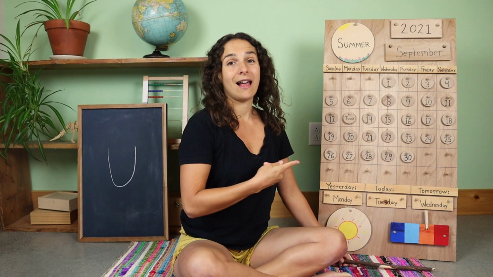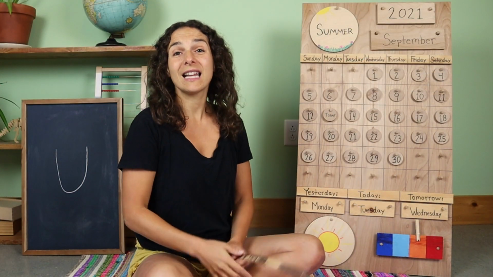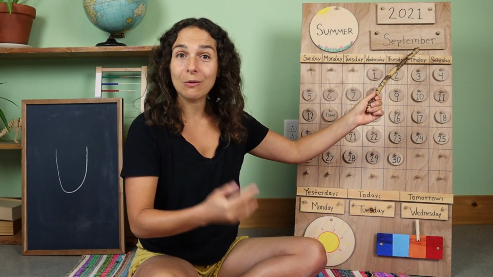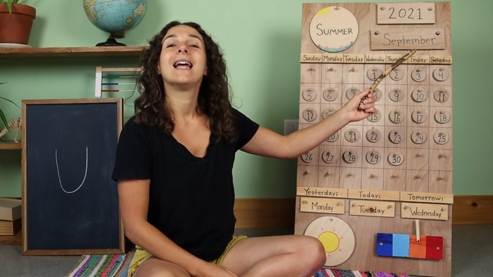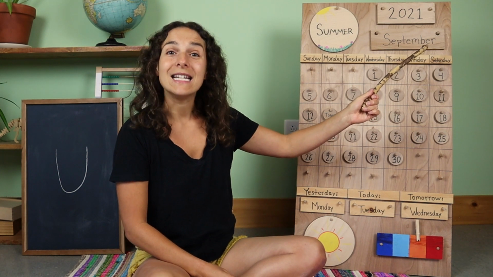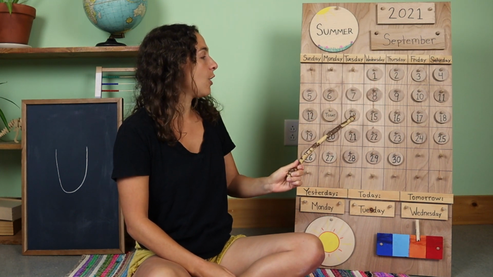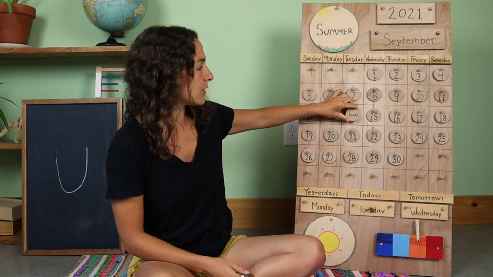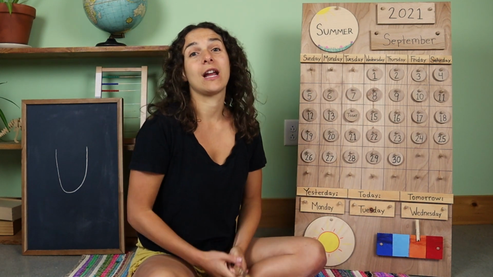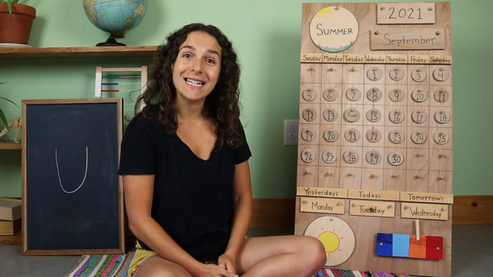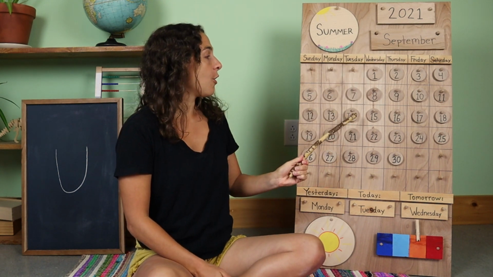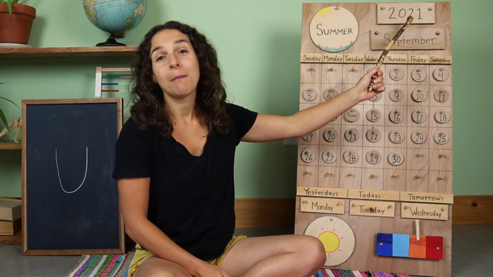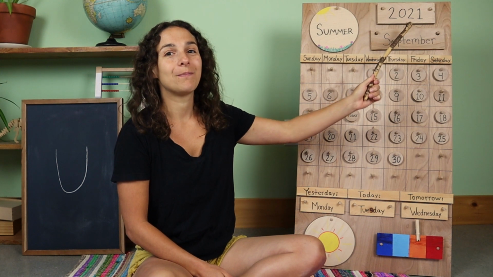Behind me, I have the calendar and weather chart. First, let's go over the date. Here's the month. Do you know what it's called? September. And today is September 14th. I'm going to move the chip over from yesterday. Yesterday was September 13th, and today is September 14th, and the year is 2021, but you can also say 2021.